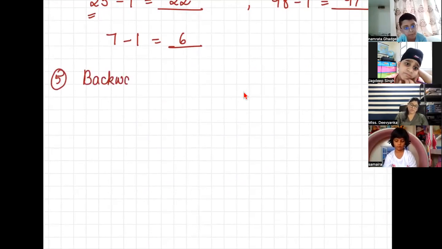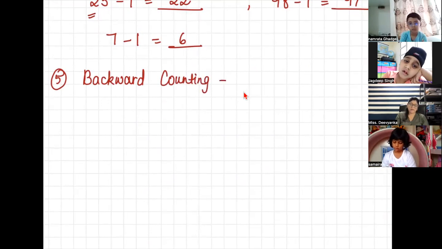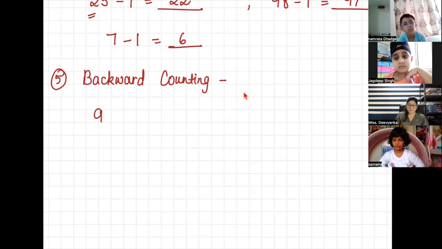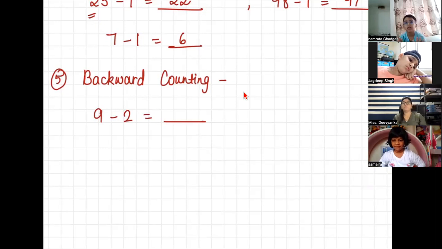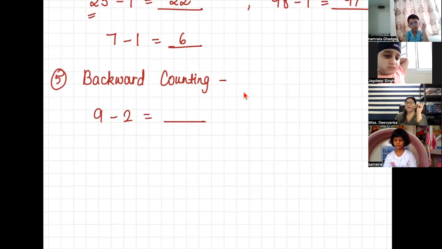Now, backward counting can be done by writing the numbers or by using your fingers. For backward counting, let's take the first example as 9 minus 2. You keep number 9 in mind and you start counting 2 places backward. So 8 and 7. What answer did you put? 7.